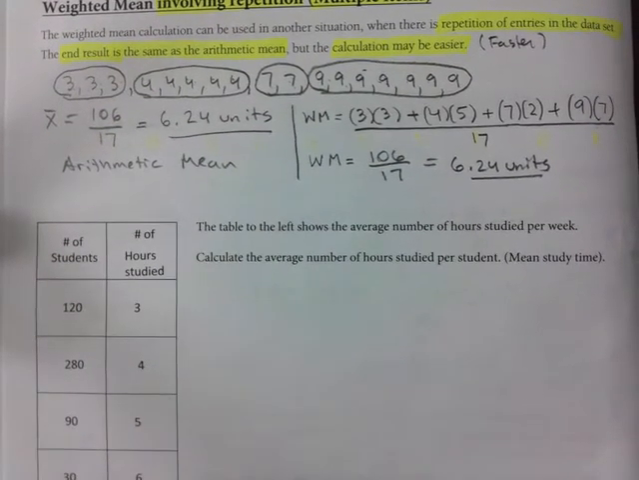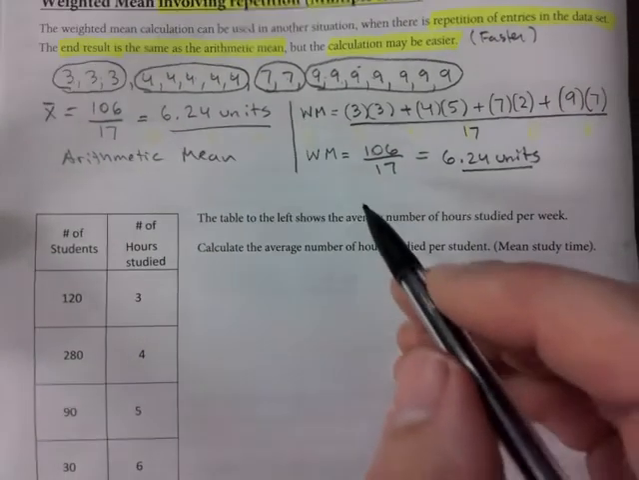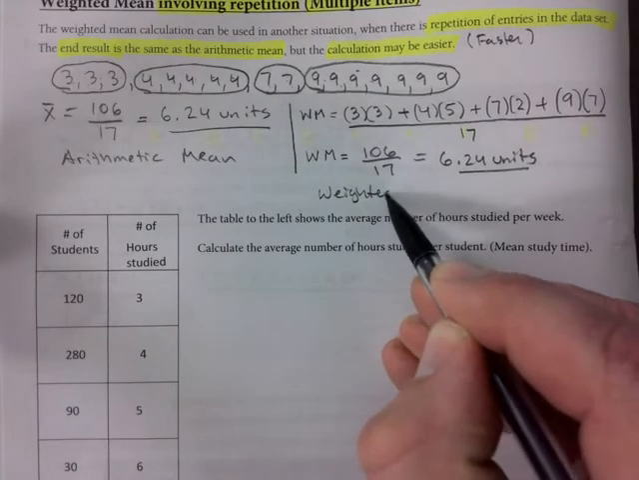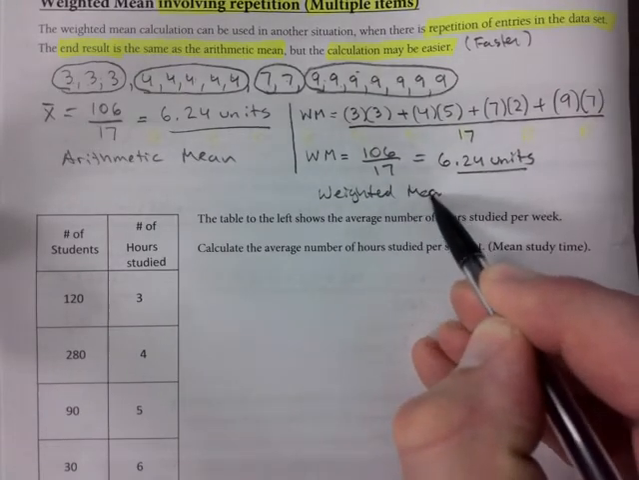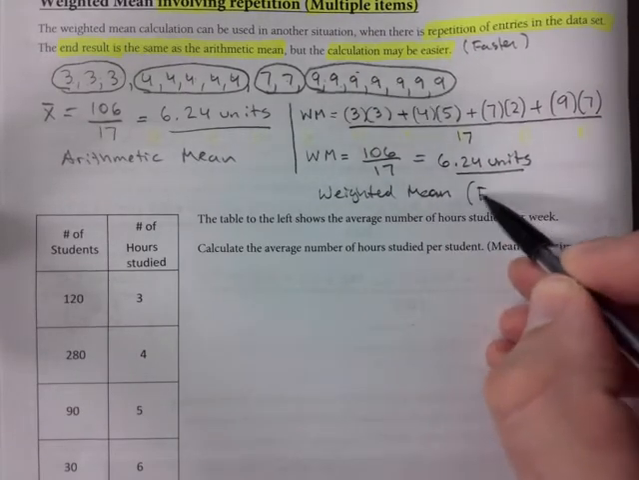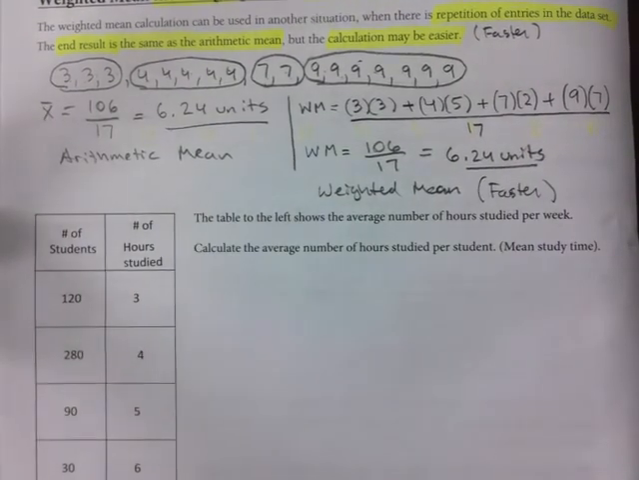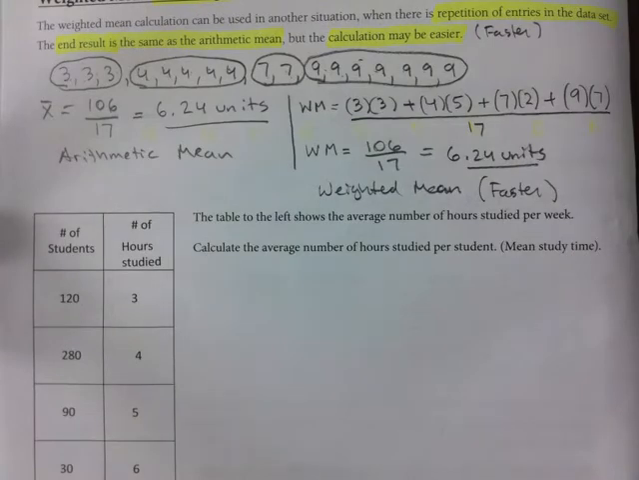So here we go. I will just write down this is weighted mean. It's faster. Faster, more effective, easier. Done. Okay. I just wanted you to see, just remember, it's all connected, right? We're doing the same thing.